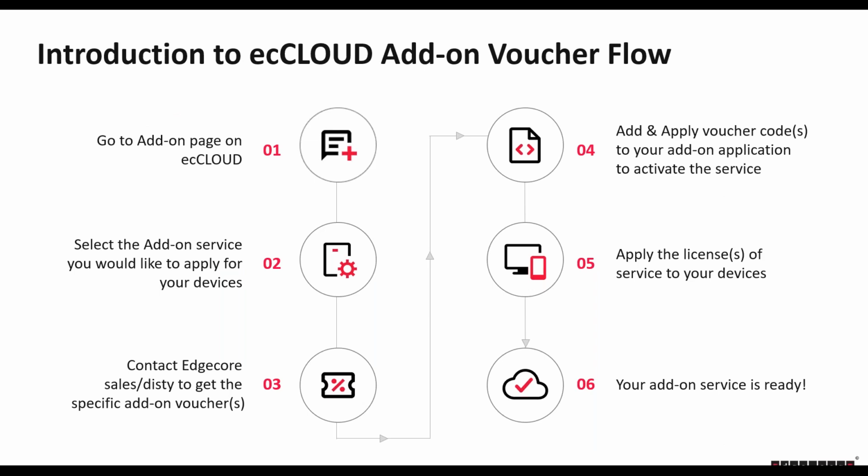Then the last one is the ecCLOUD add-on voucher flow. Very simple. First, we need a voucher to enable the service. The first step is to go to the add-on page, then select the service you want to apply. Then you can contact Edgecore sales or an Edgecore local distributor to get vouchers, and apply your voucher code to activate the service. Then apply the license you bought to your devices. Then you can just enjoy the service.